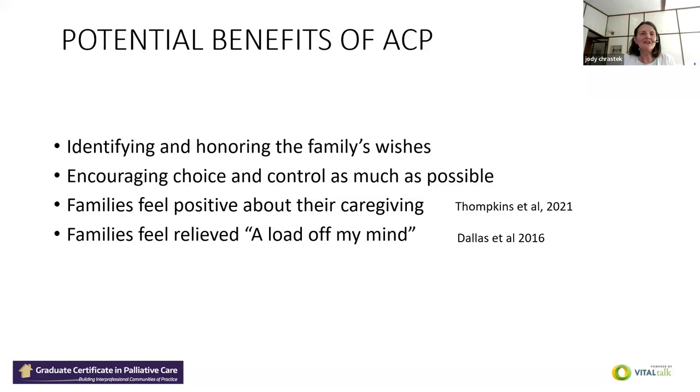There are many benefits of advance care planning. Certainly identifying and honoring the family's wishes. So we often say, you really care for your child a lot, and we want to, as much as possible, honor those wishes. And if you can tell us what they are, if we can discuss what they are, it's going to help us make sure we, as much as possible, can follow what you would like us to do. So that is encouraging choice and control. We can't control everything, we know that, but as much as possible.